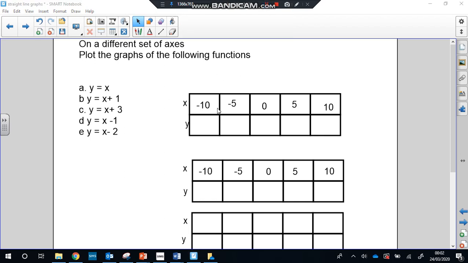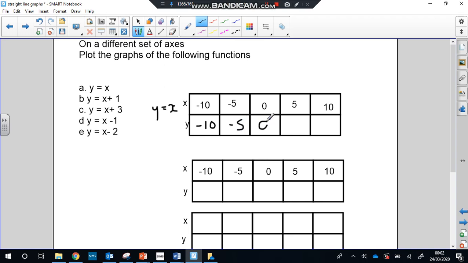Okay, so you might not have chosen these numbers for your x values, but just to give you an idea, the points you should be plotting for y equals x. Okay, we're saying the x numbers have to be the same as the y numbers, so you're going to plot -10, -10, -5, -5, 0, 0, 5, 5, 10, 10.